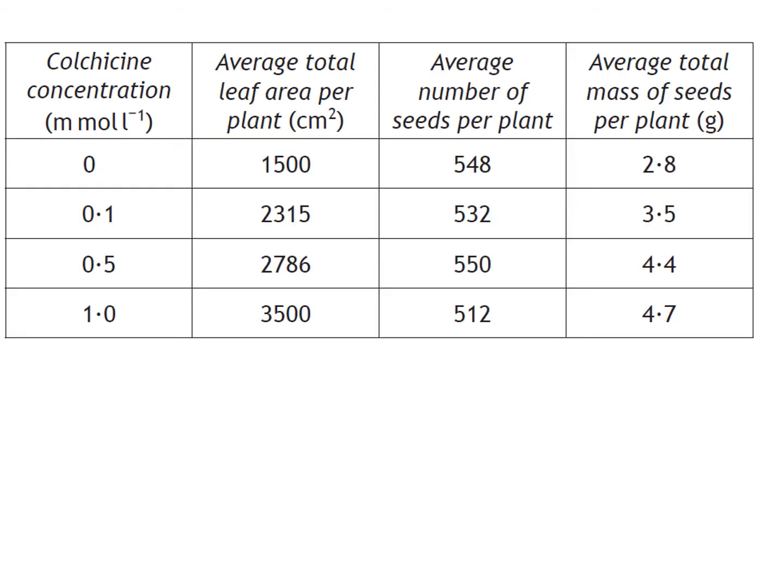So here's our data. We've got 4 different concentrations of colchicine. You could argue there's only 3 because you've got a 0, so that's obviously just water. We've got our total leaf area per plant, which looks to be increasing as we increase our colchicine, and our number of seeds, not a totally perfect system going 5-4, but it looks like it's pretty much dropping at the higher concentration, and the mass of seeds is increasing as we go up.